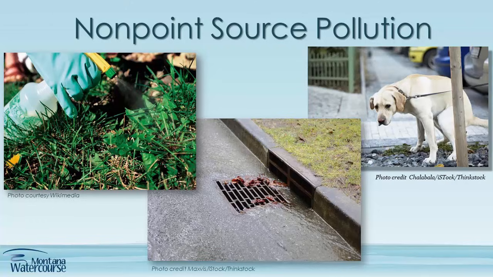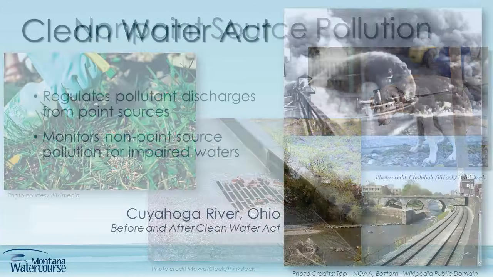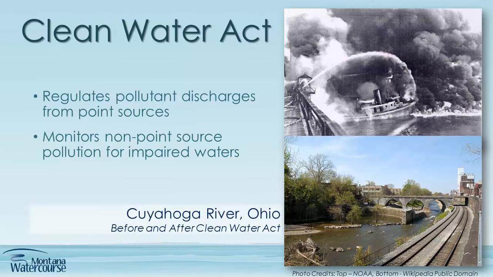Non-point source pollution is difficult to impossible to trace back to a source. We all contribute non-point source pollution. Examples of this sort of pollution are chemicals applied to lawns, dog poop and other animal waste, and oil and other chemicals that are deposited on roads and parking lots. Laws, such as the Clean Water Act, help to regulate point and non-point source pollution. But we can also all do our own part to help keep our water clean.